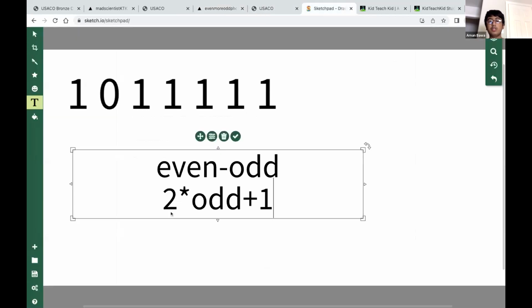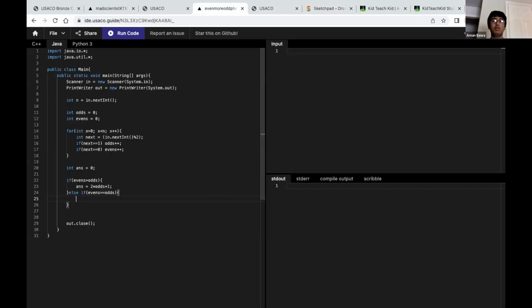So remember that this plus 1 came from the extra even group we could make if our evens was greater than odds. But if we have evens equal to odds, we can make the same number of odd and even groups. So our answer will just be 2 times odds then, or 2 times evens, since they're both equal.